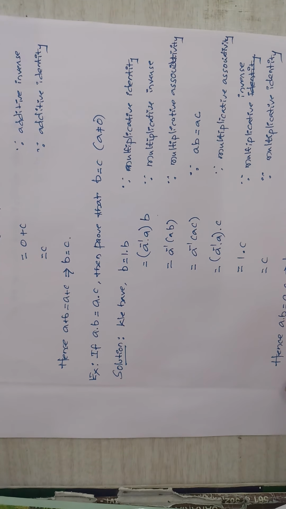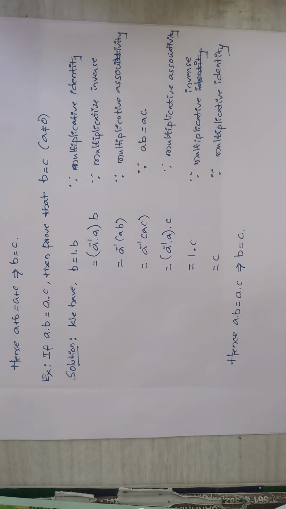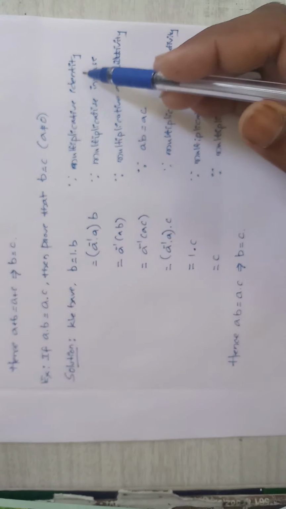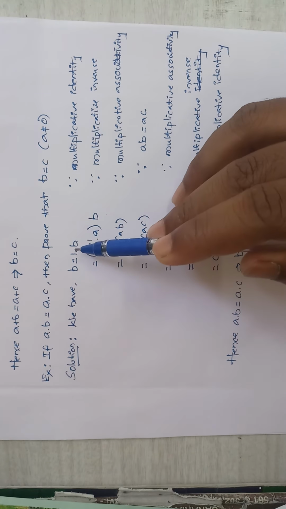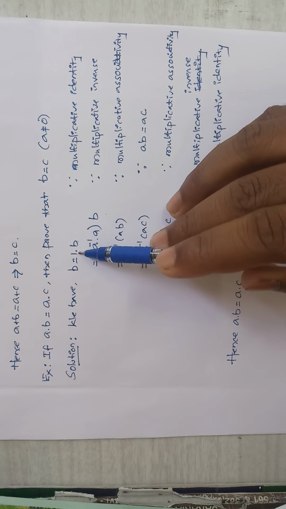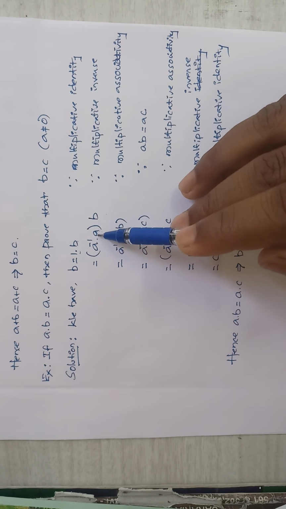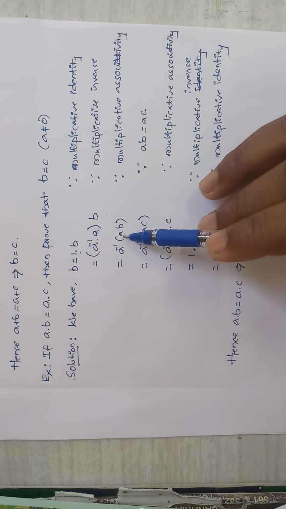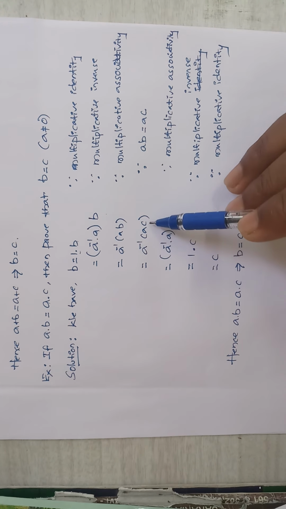So your next result is, if A into B is equal to A into C, then prove that B is equal to C. Here A should not be equal to 0. We take B. Using multiplicative identity, I can write this as 1 into B. Using multiplicative inverse, A inverse into A is equal to 1, so I can write this as A inverse into A into B. Using multiplicative associativity, this is A inverse into AB. But AB is equal to AC, given data. So A inverse into AC.